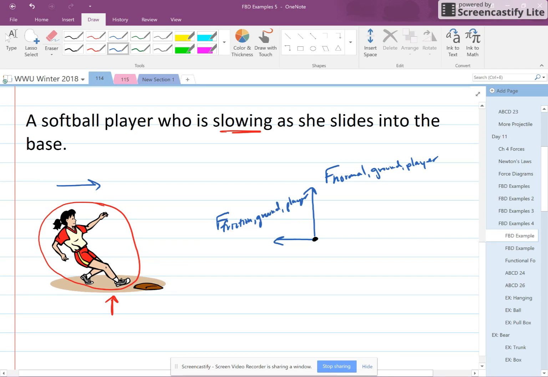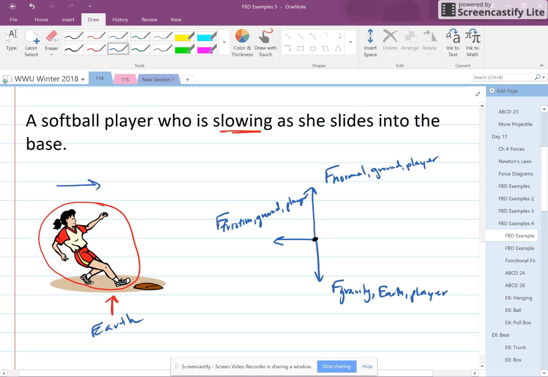Okay, that's the only place that she's in contact with anything, but we are still missing one force. The earth is below her, which means that we need to have an F-grav from the earth acting on the player. So just a reminder, right, these subscripts that are here, the first one is the type of force, the second is who is doing the force, and then the last is the object itself.